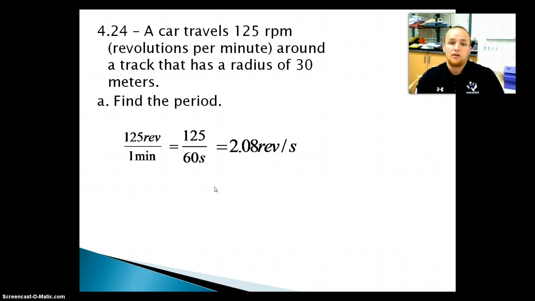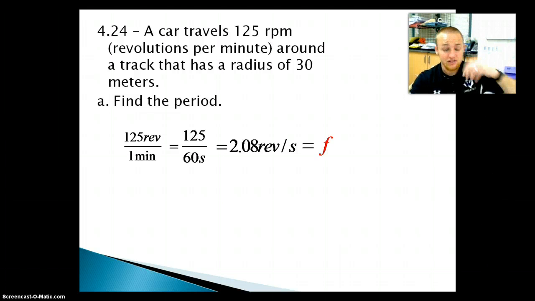So that means we go a little more than 2 complete rotations every second. That, if you recall, is our frequency. So our frequency of rotation is 2.08 revolutions per second. That's how fast we go around there.